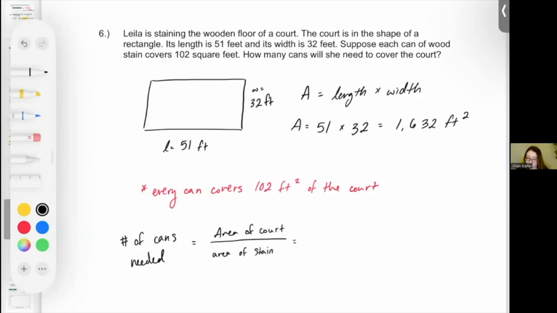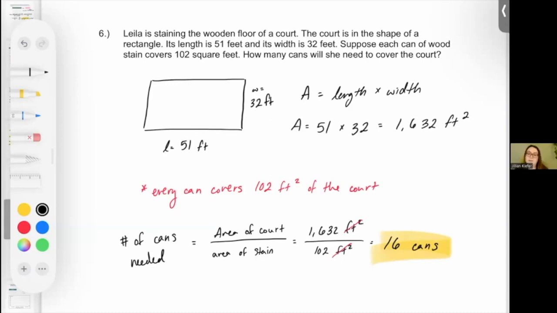So the area of the court we said was 1,632 feet squared, and the area of the stain is 102 feet squared. Now in this case, we're just finding a number, so our units are canceling each other out. And we'll divide 1,632 by 102, which gives us the value of 16. So there'll be 16 cans needed to stain the floor of the court.